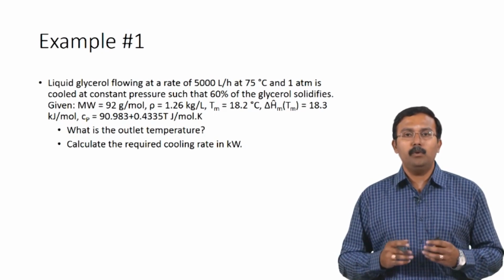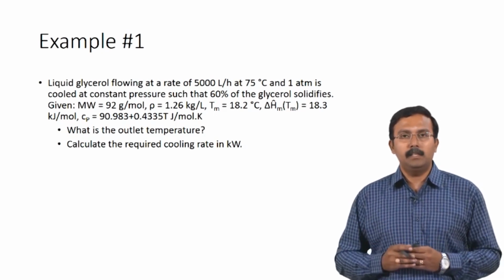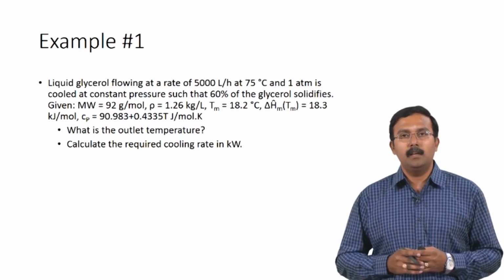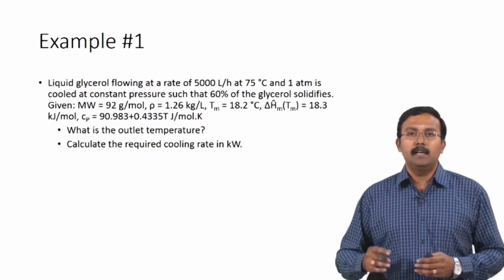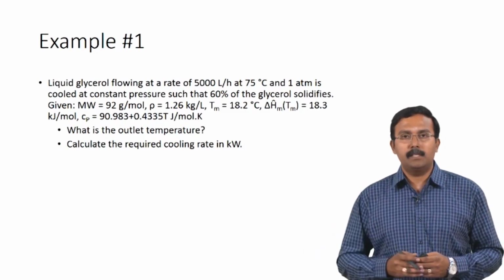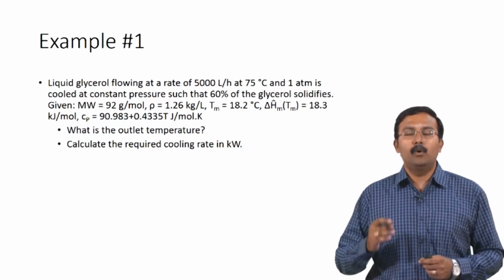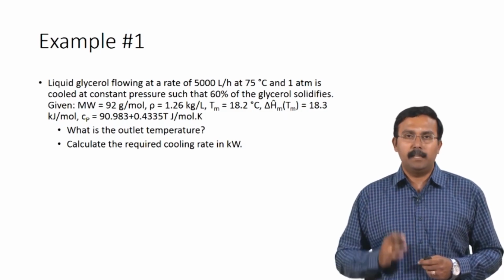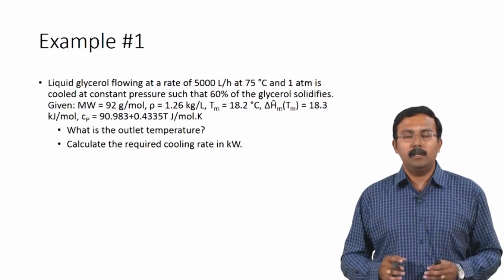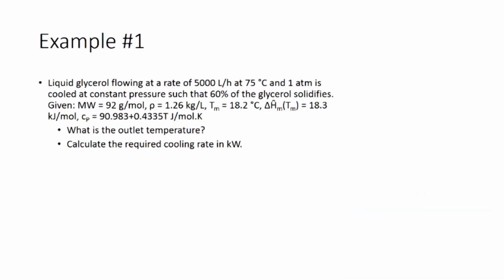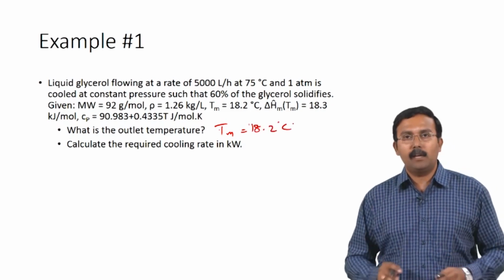For the first part, what would be the outlet temperature? Here we know that the outlet condition contains liquid. So, 40% of glycerol which comes in actually remains in the liquid phase, while the other 60% has solidified. This means at this particular temperature, which is the outlet temperature, the solid and liquid are existing simultaneously. This would happen only when you have the mixture at melting point. So, because of this, we can directly identify the temperature of the outlet stream as the melting point. So, the outlet temperature would be equal to Tm, which is equal to 18.2 degrees Celsius. So, we do not need to perform any calculations to identify that.